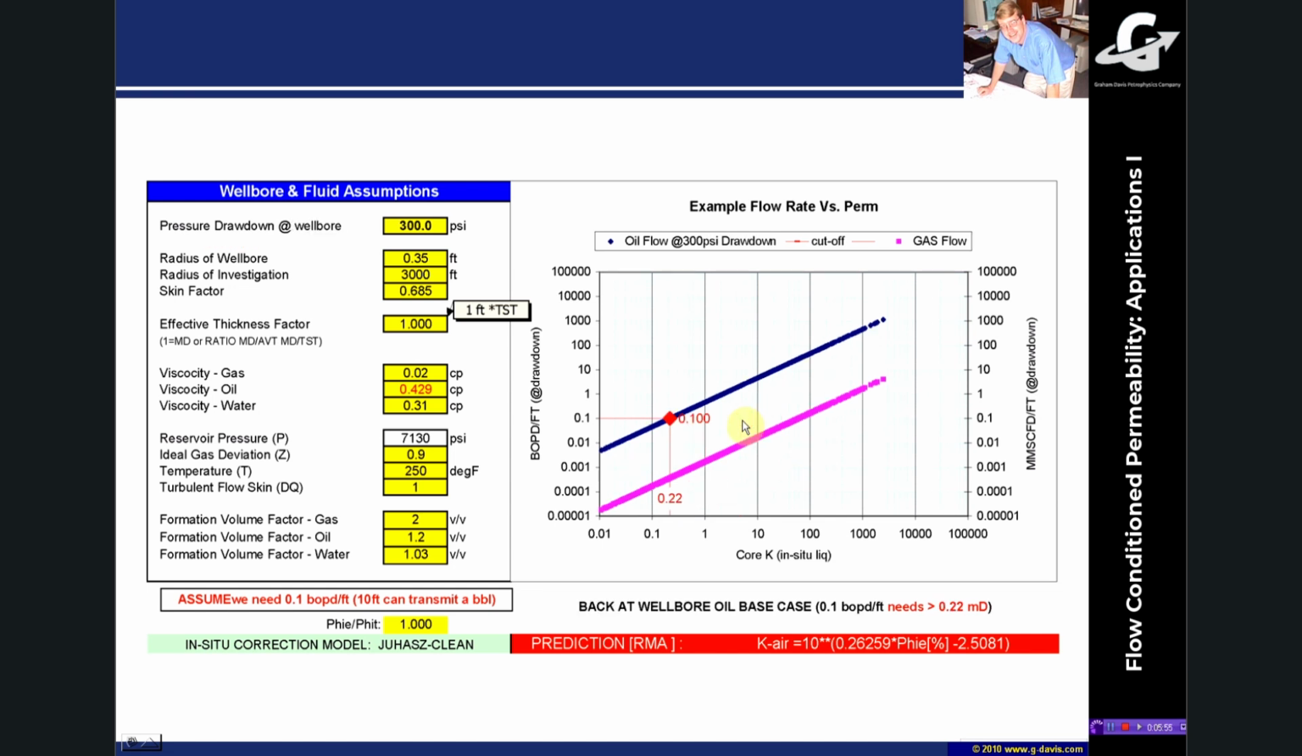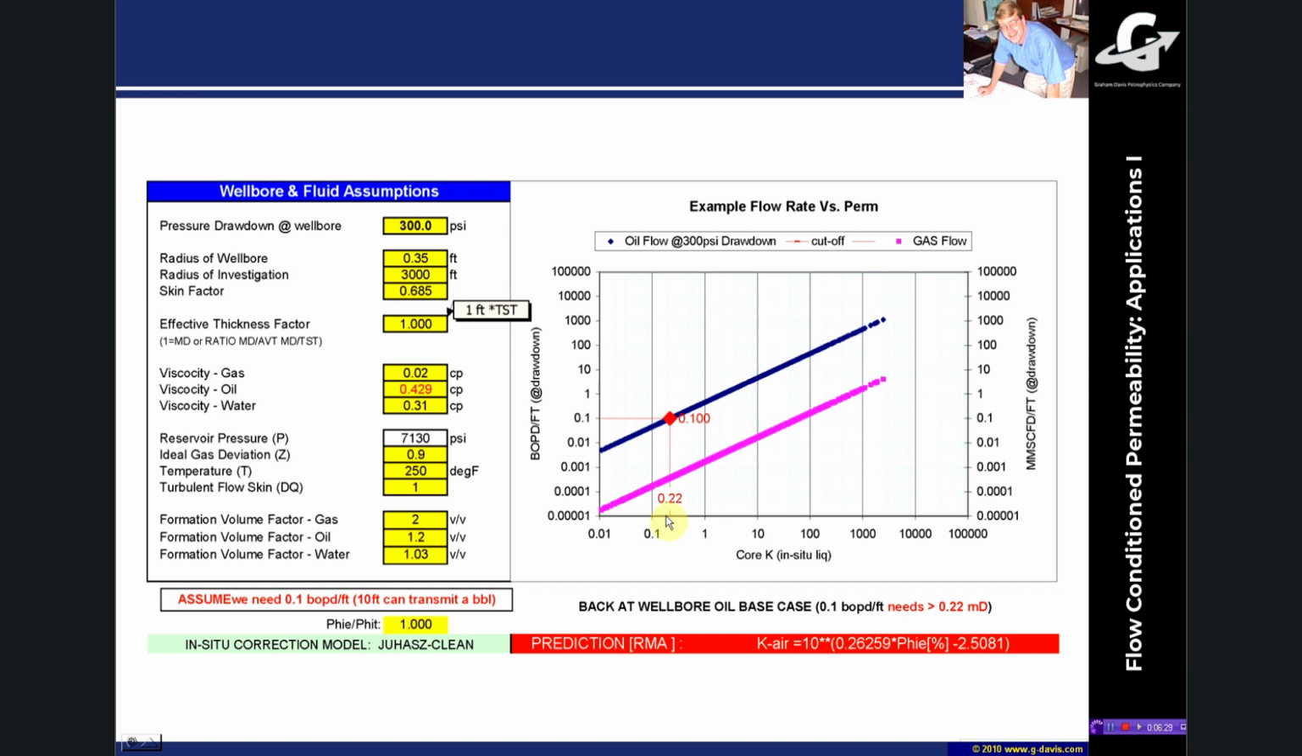Now let's go back to the wellbore itself, under the same pressure conditions, 300 psi drawdown. If we need this 0.1 barrel per foot per day to be commercial, then we only need 0.22 millidarcies to flow. So remember, out in the reservoir, that same flow rate, given that drawdown, we needed 5 millidarcies to flow. And here at the wellbore with this drawdown, we only need 0.22 millidarcies to flow.